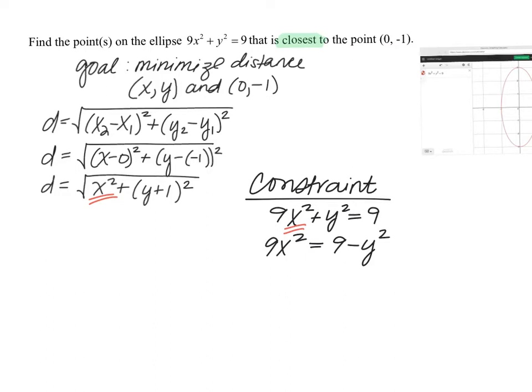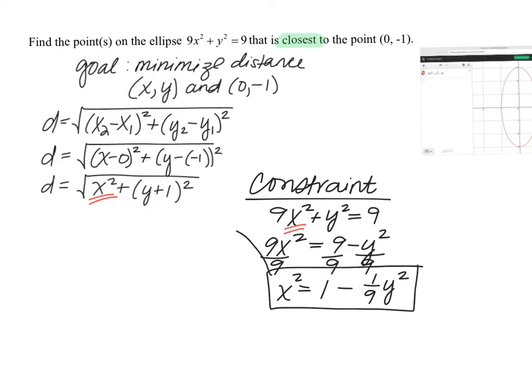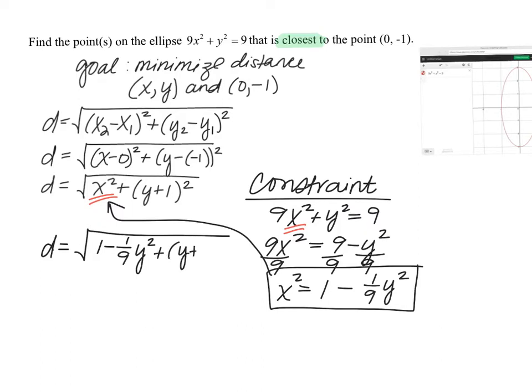So 9x squared equals 9 minus y squared. And then I'm going to divide by 9, and I like to divide each term, so I can simplify both of those terms. X squared equals 1 minus y squared over 9, which I'm going to rewrite as 1/9 y squared. And then rather than square rooting both sides, I'm going to leave my equation like this and substitute this expression for x squared into my distance equation here. So x squared is 1 minus 1/9 y squared plus the quantity y plus 1 squared.